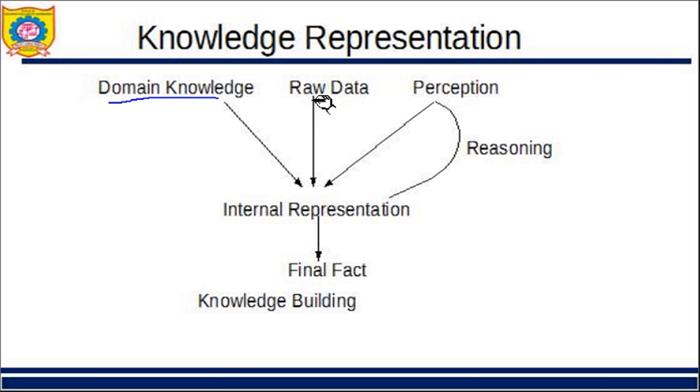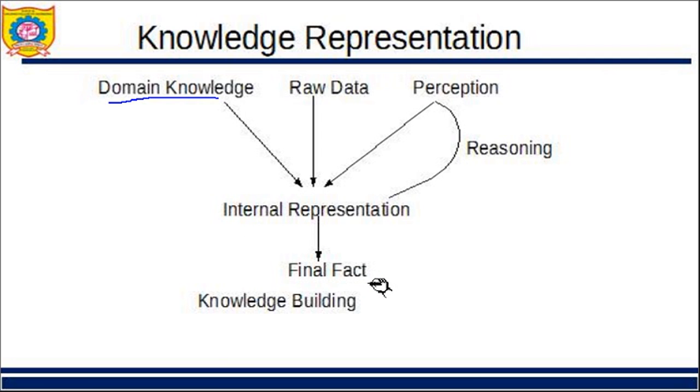And whatever raw data is there, like with respect to medical, I should have certain raw data, like if backache, then so and so issue. If stomach ache, then so and so issue. Certain kind of prediction should be there, that I'll call raw data. And perception is what that particular patient is suffering from. So using all these three things, we form reasoning, okay. And using this we get internal representation. So from internal representation, finally we go towards the final fact.